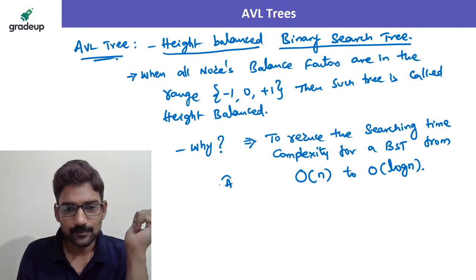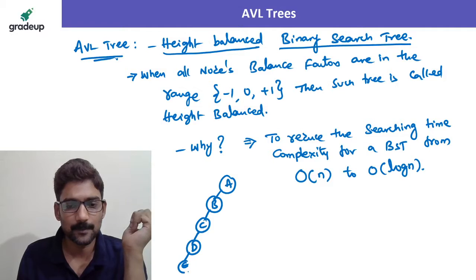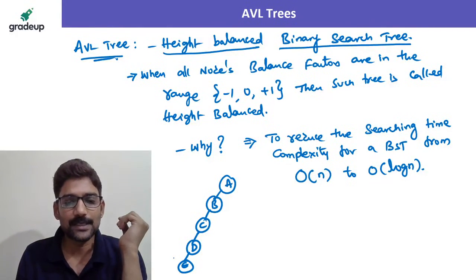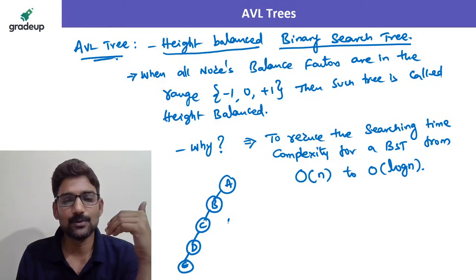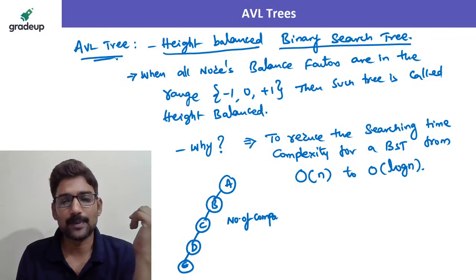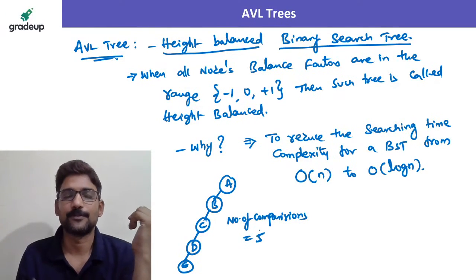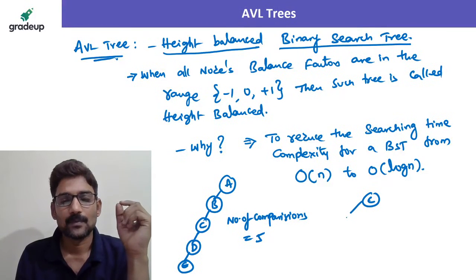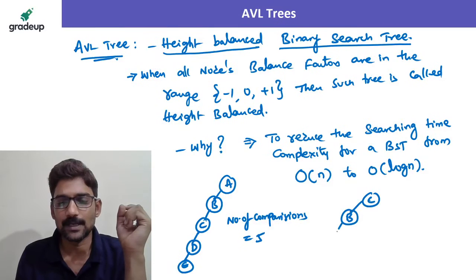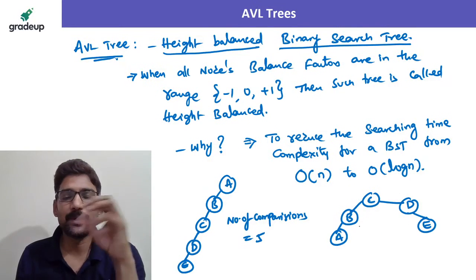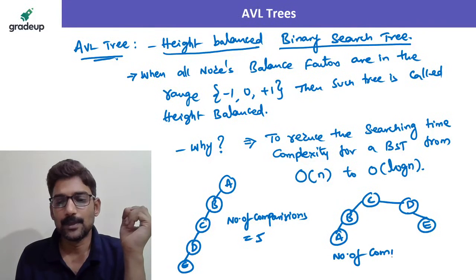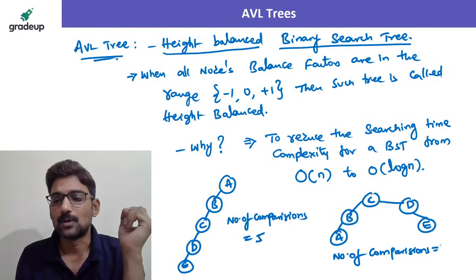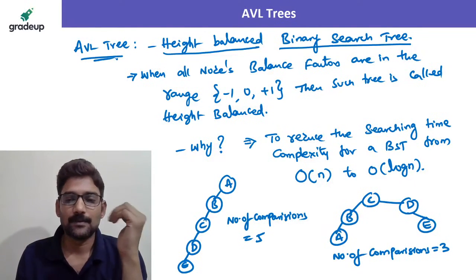For example, let us say I am having a binary search tree. Assume A, B, C, D, E values in this way. Suppose you would like to search for E. How many comparisons do you make? Here the number of comparisons is equal to 5. The same nodes, if they are arranged in this way, now how many comparisons do you make? Only 3 comparisons, because we will match with C.